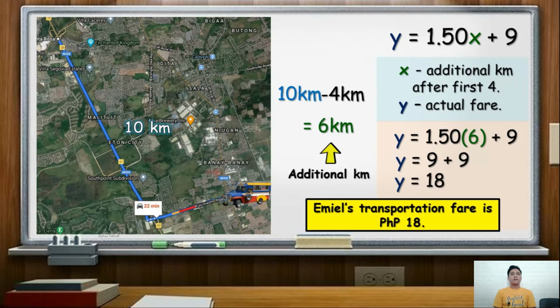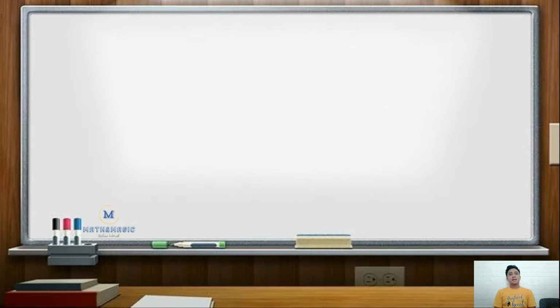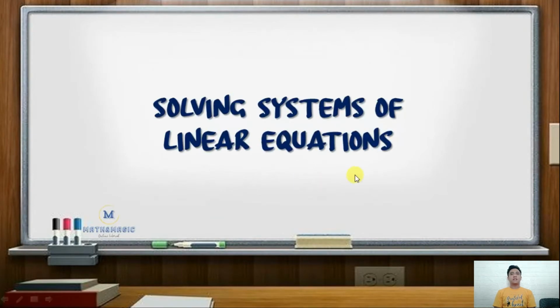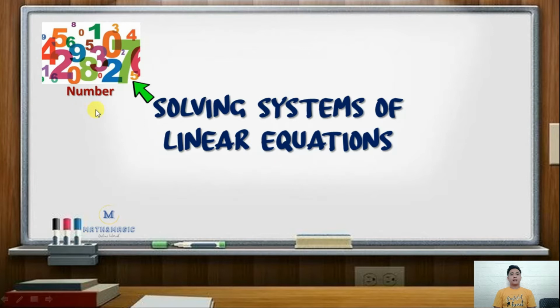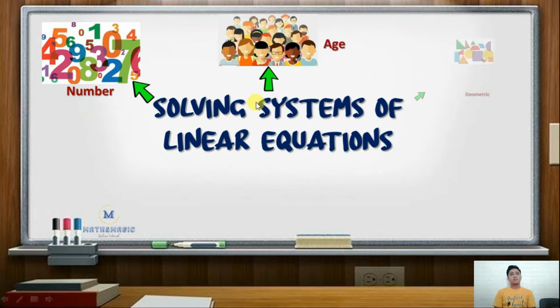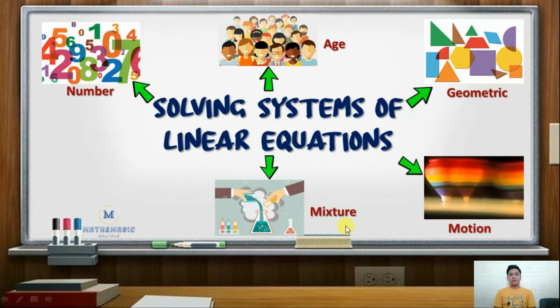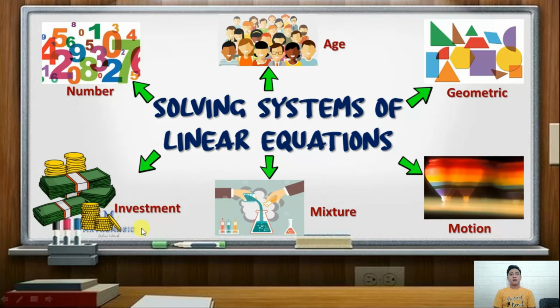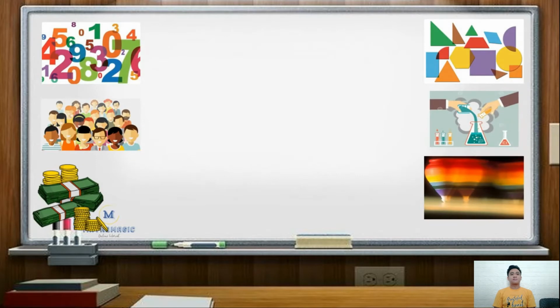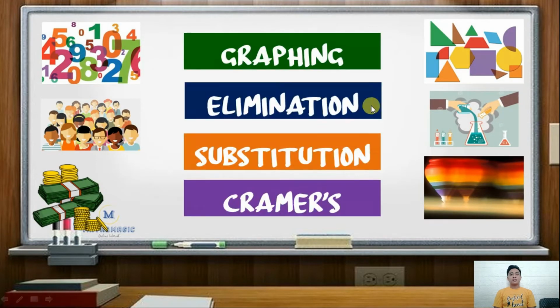Now going to the topic, as discussed in previous videos, the skill in solving a system of linear equations in two variables is helpful in many areas of study. This concept can solve number relation items, age problems, geometric relation items, motion problems, mixture, investment, and others. Also remember that there are different ways to solve linear systems. This includes elimination, substitution, graphing, and Cramer's rule, or using discriminant.